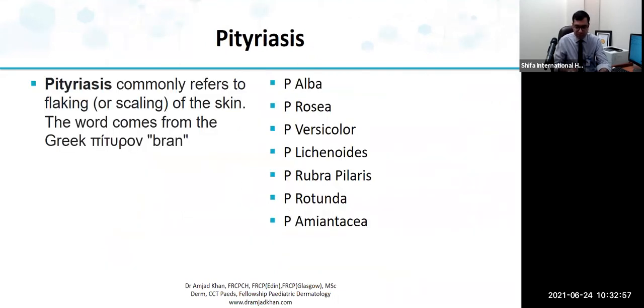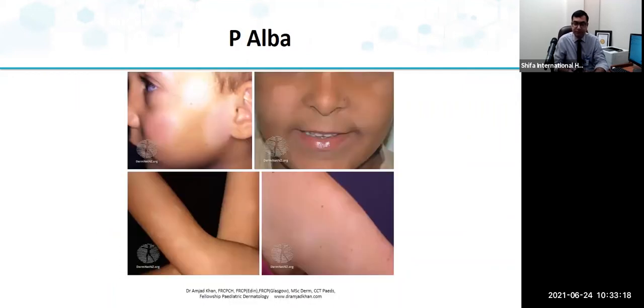Now coming to Pityriasis and Lichenoid disorders. The common Pityriasis ones are Pityriasis alba, rosea, versicolor, lichenoides, rubra pilaris, rotunda, which is rare, and amiantacea. Where does the name Pityriasis come from? So it comes from flaking or scaling of the skin, and it's a Greek word for bran.